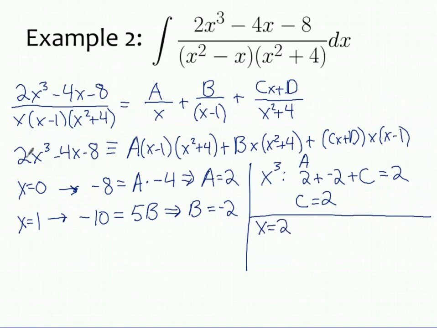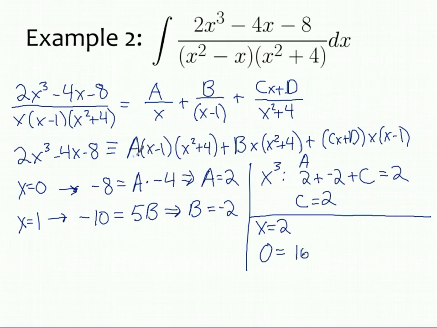So on the left-hand side, 2 cubed is 8. 2 times 8 is 16. 16 minus 8 is 8, and 8 minus 8 is 0. So 0 on the left-hand side is equal to, well, I know a is 2, so x is 2. 2 minus 1 is 1. 2 squared is 4. 4 plus 4 is 8. 8 times 2 is 16.